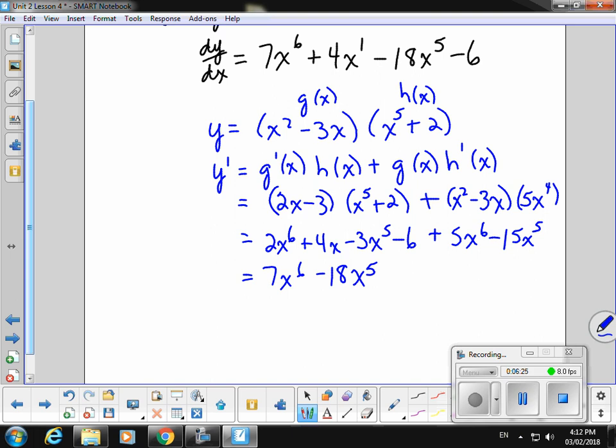I have x's and I have numbers. There you go. The same. So expanding first and doing your derivatives piece by piece is fine, or using the product rule.